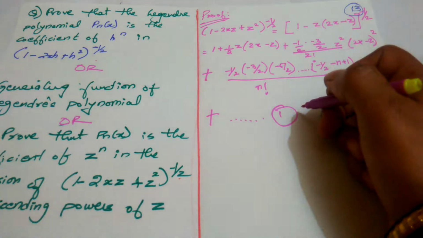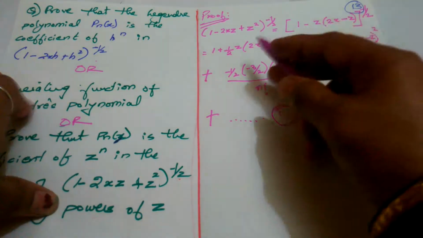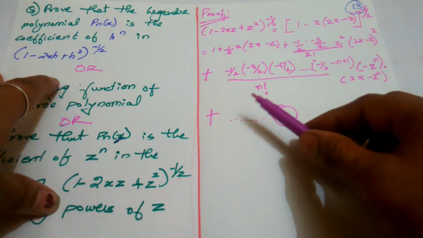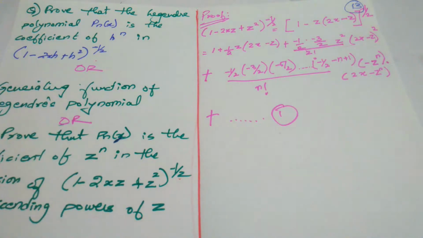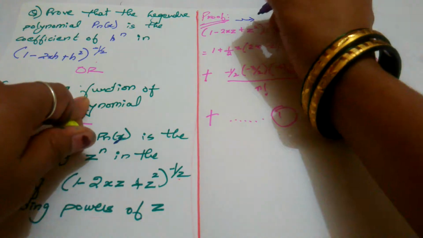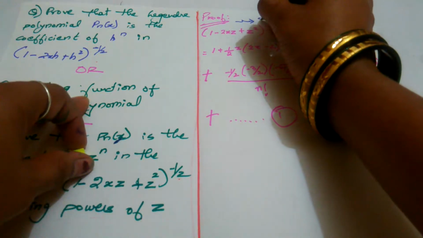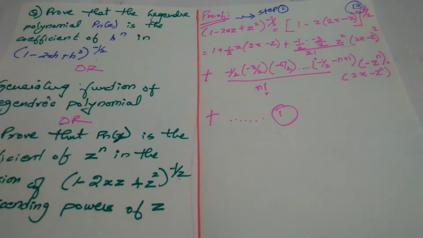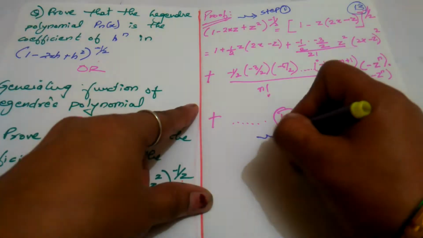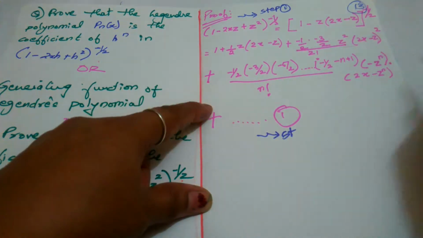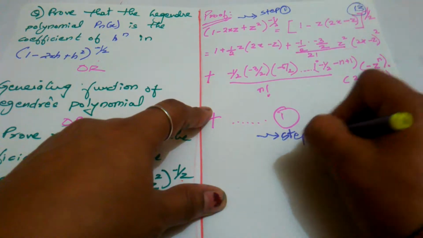I have solved up till here, and I have marked it as equation number 1. As I said, this is a 4-step process, so this is my step 1. Don't mark this, it is just for explanation purposes. Now let me start with step 2. Step 2 is the coefficient of z raised to n. Where is that z raised to n? This.